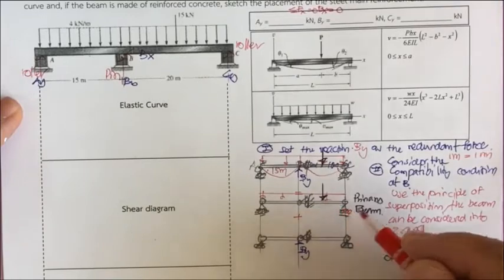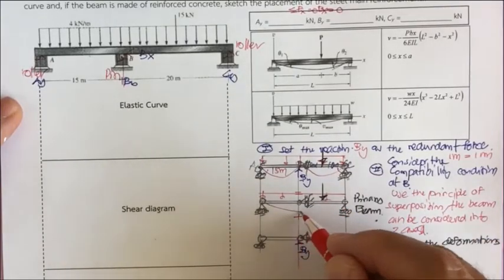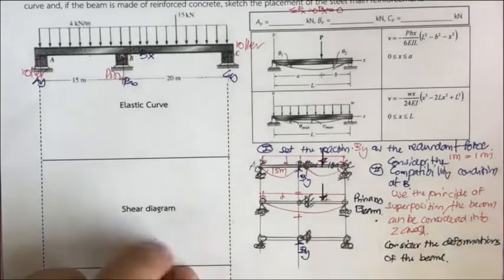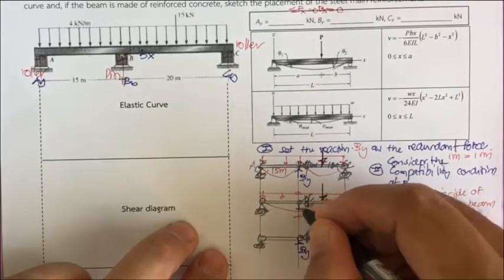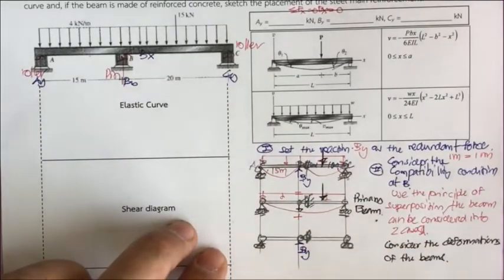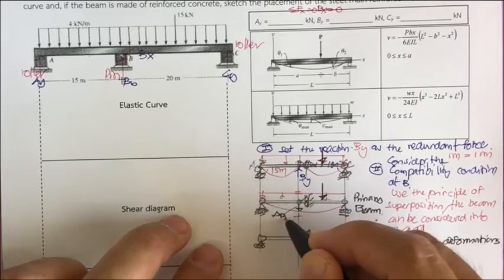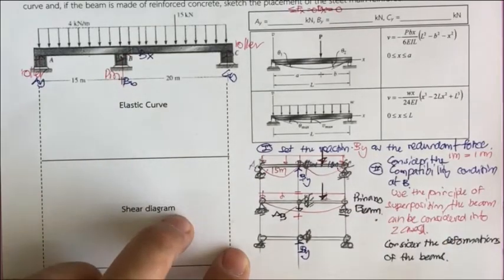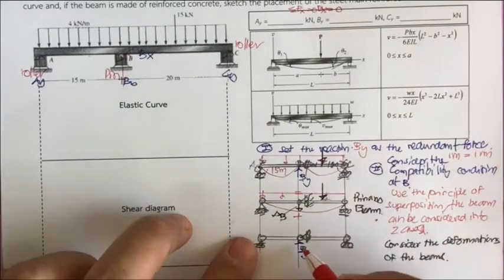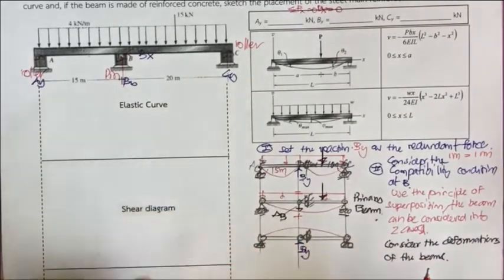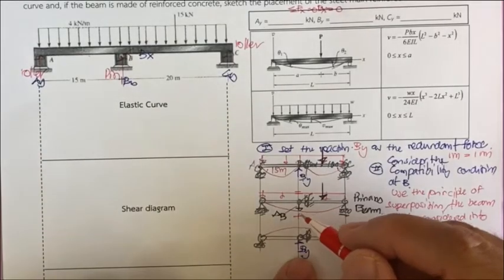And for this one, under the force, the beam may deflect something like this. And what do we have? This is going to be the vertical displacement of delta B. And for this one, the force is pushing up, so this one is going to change to have a shape like this.